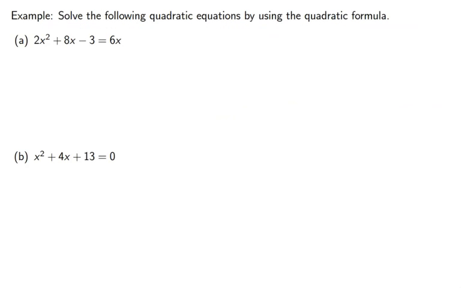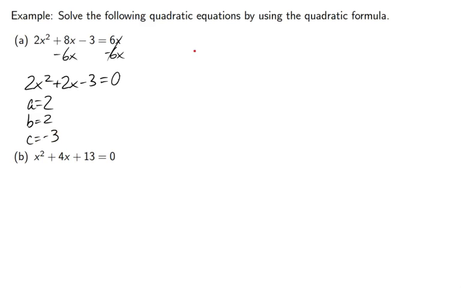Let's solve by using the quadratic formula. Again, the very first rule is you have to get it equal to 0. So the first thing I'm going to do is subtract 6x from both sides. I get 2x squared plus 2x minus 3 equals 0. So a is 2, b is 2, and c is negative 3.